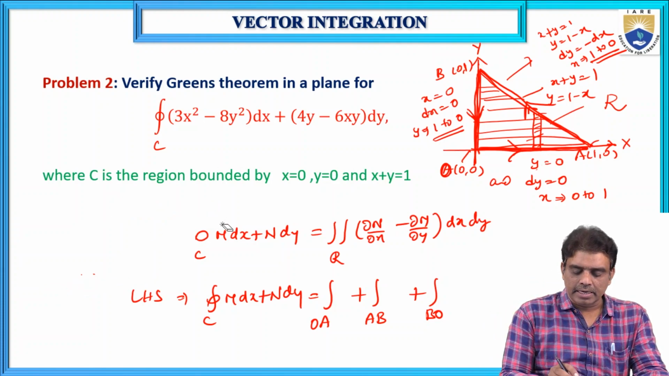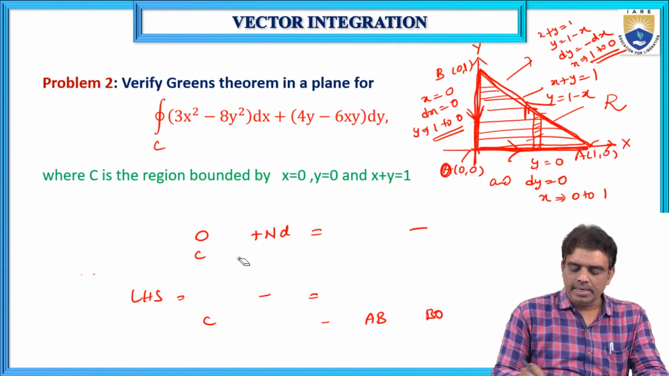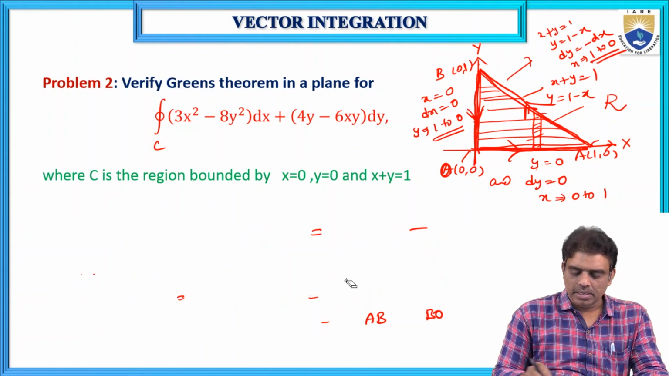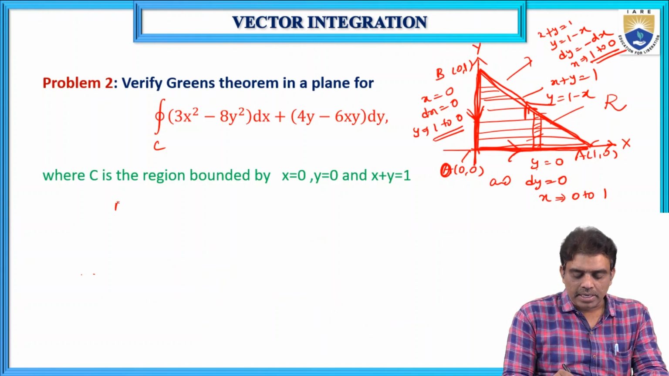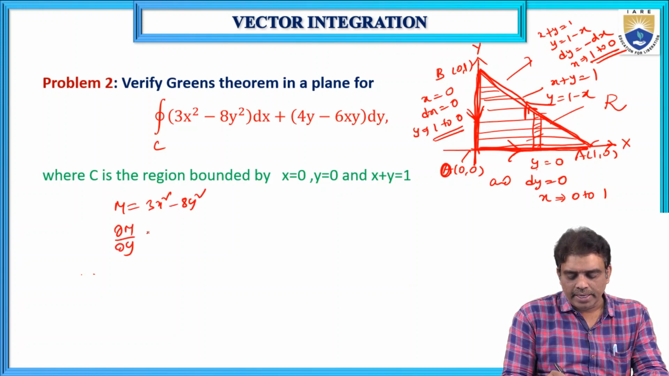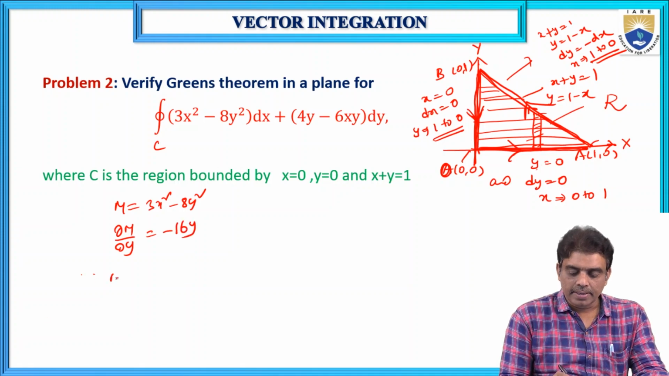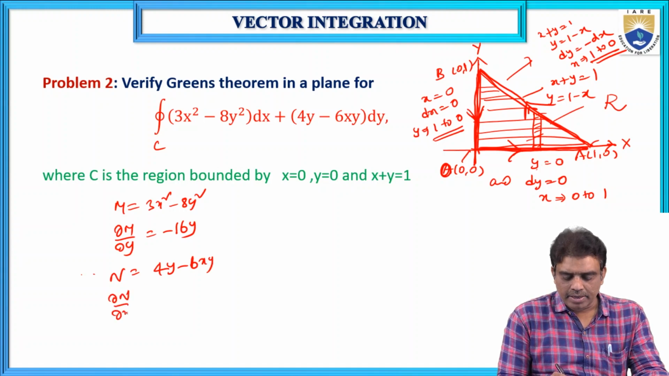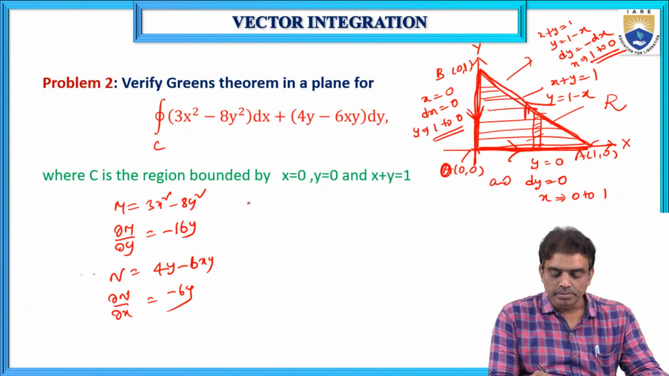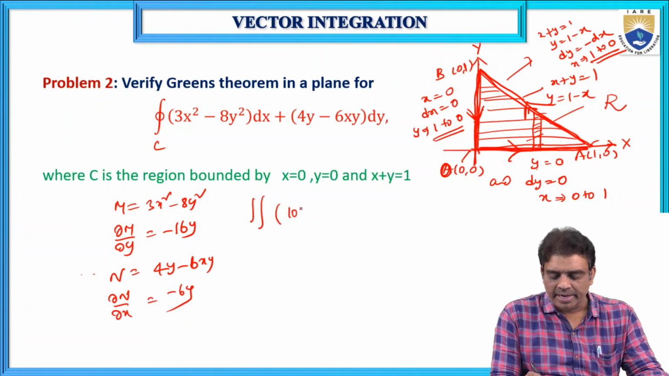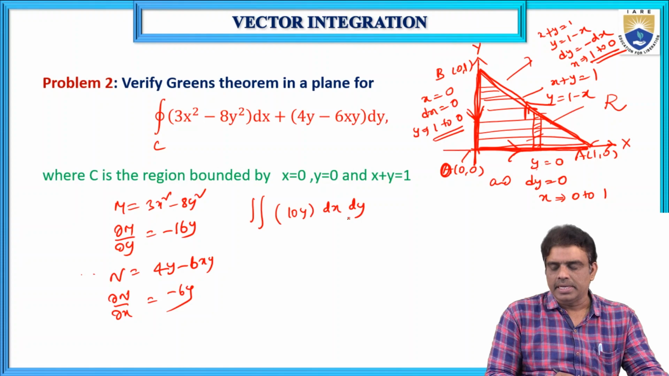I will see the second part. Just try to do this; I will explain, and you make use of this information and try to solve it. Here, what is M? This is 3x square minus 8y square. Then what is dou M by dou y? That is minus 16y only. And N is equal to 4y minus 6xy, and dou N by dou x is equal to minus 6y only. Then the double integral of dou N by dou x minus dou M by dou y is minus 6y plus 16y, which is 10y, dx dy.